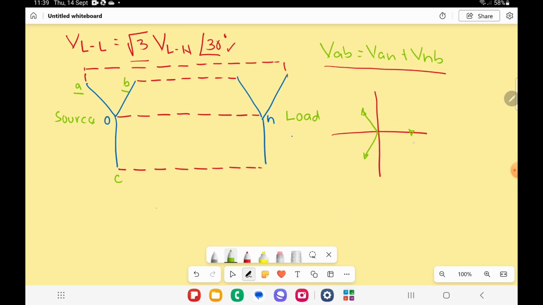So we have phase voltage VAN, VBN, and VCN, and they have a displacement angle of 120 degrees. So this is the phase voltage VNB. As per the equation, we will see in this diagram that VAN plus VNB is equal to VAB.